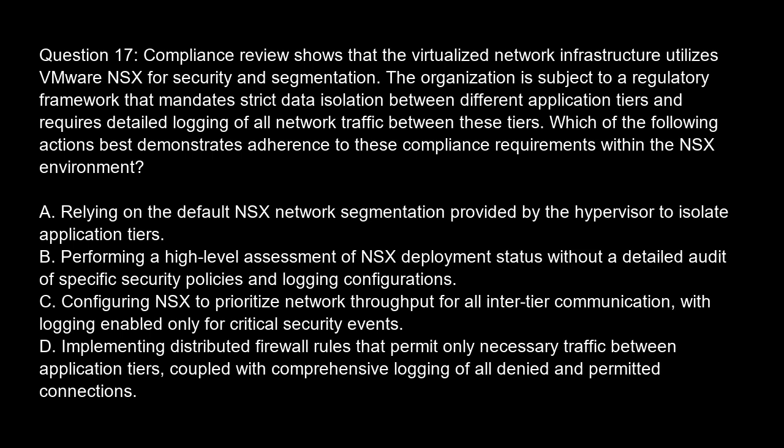Option A. Relying on the default NSX network segmentation provided by the hypervisor to isolate application tiers. Option B. Performing a high-level assessment of NSX deployment status without a detailed audit of specific security policies and logging configurations. Option C. Configuring NSX to prioritize network throughput for all inter-tier communication, with logging enabled only for critical security events. Option D. Implementing distributed firewall rules that permit only necessary traffic between application tiers, coupled with comprehensive logging of all denied and permitted connections.